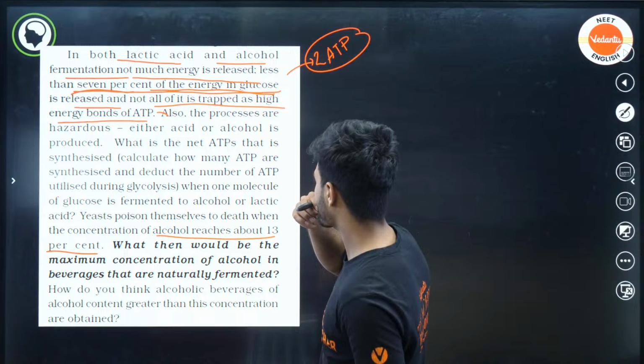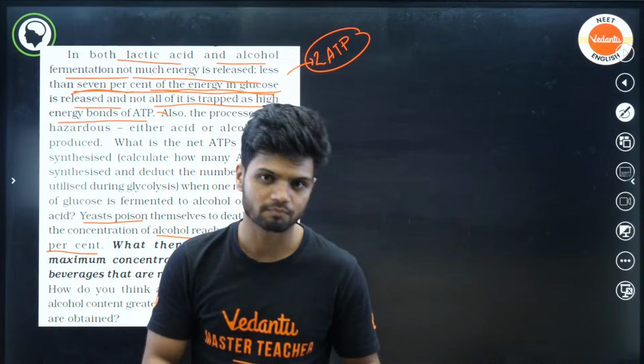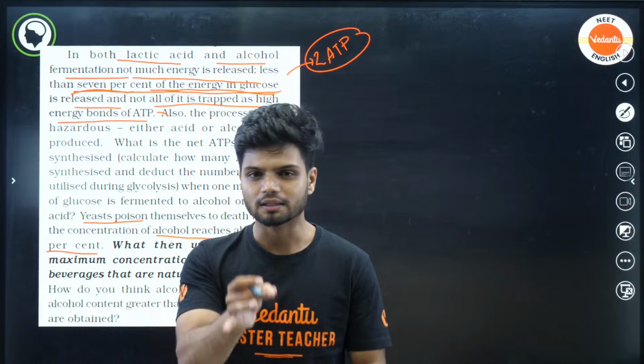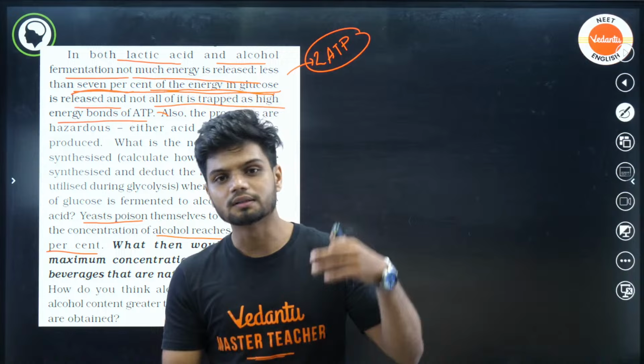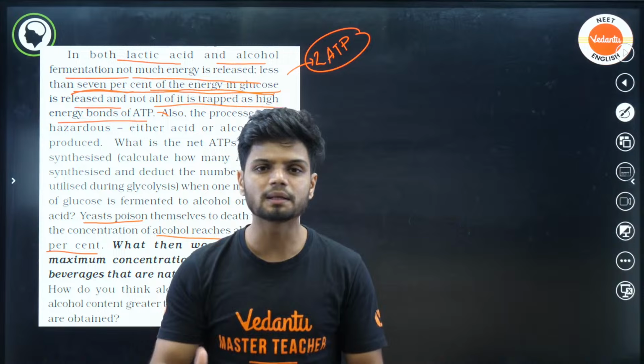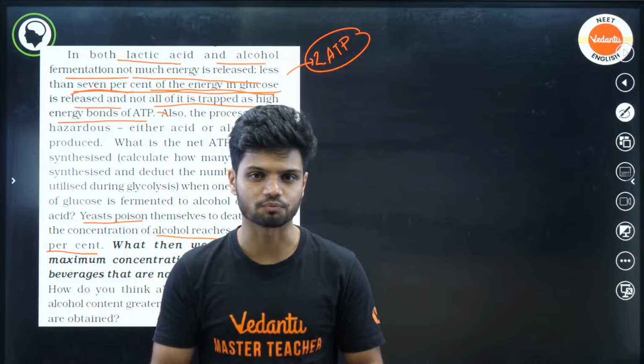It undergoes yeast poisoning and the yeast, the fungus, will completely die. So in the traditional method, the maximum percentage of alcohol which can be reached is 13%. But if you want a higher percentage of alcohol, that is 20%, 30%, 40%, we have to undergo another process called distillation, which you'll be studying in your microbes chapter.